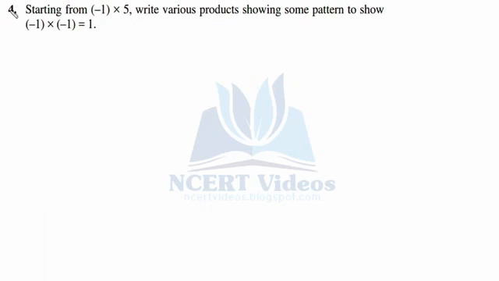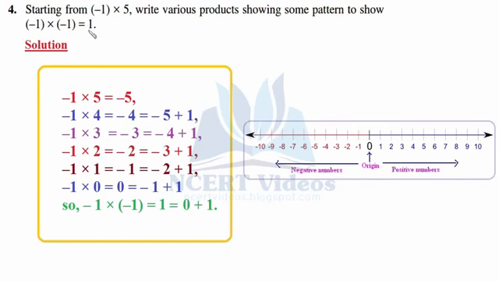Fourth, starting from minus 1 into 5, write various products showing some pattern to show minus 1 into minus 1 equal to 1. So we have to start from minus 1 into 5, that gives you minus 5. We have to reduce the number by 1 in order to get the pattern. So first of all, the first one is given to us. Simple. Now we have to catch the pattern.